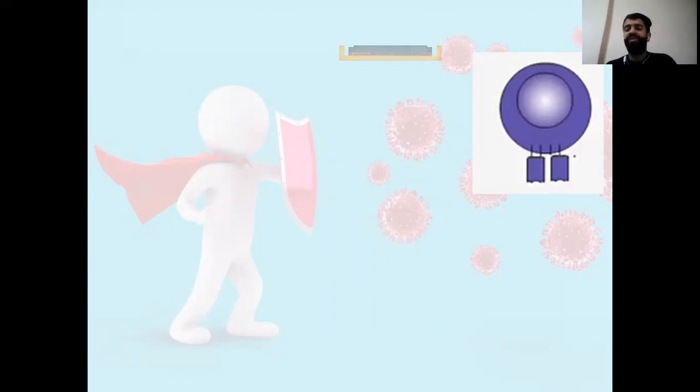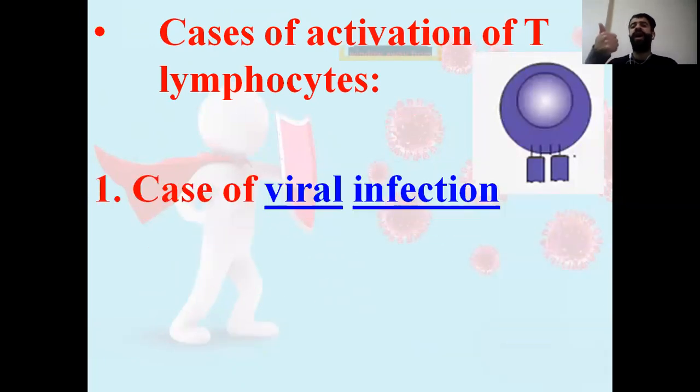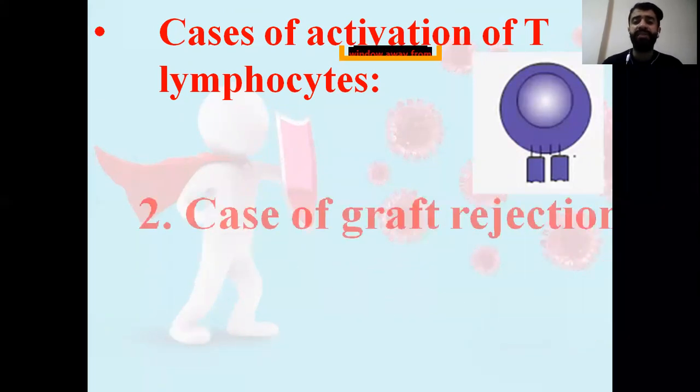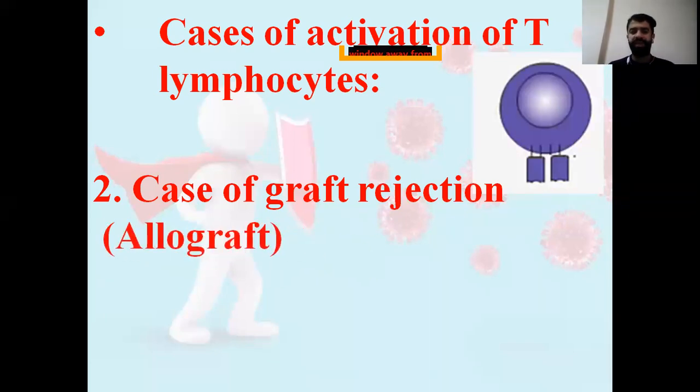Cases of activation of T lymphocytes. T lymphocytes are activated first whenever we have a viral infection by a virus. The second case of activation of T lymphocytes is the case of graft rejection, and specifically, the case of allograft. So we have two cases for the activation of T lymphocytes: the first is the viral infection by a virus, and the second is graft rejection, mainly in the case of allograft.